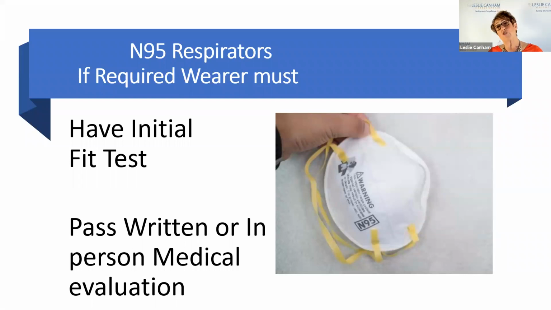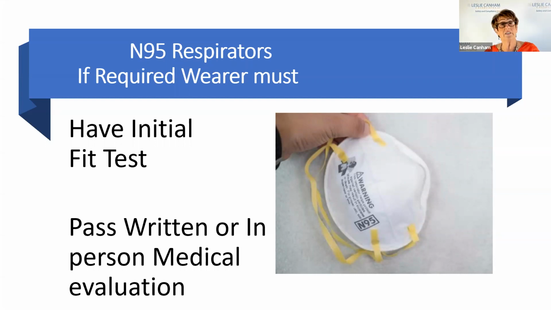Now, the other part of initial fit testing is what's called a written or in-person medical evaluation. A written evaluation is usually done online. I know that 3M has a written evaluation that a person could take. It's like 10 questions, and it relates to your respiratory health. If you answered any of the questions in a way that raises a red flag, you would not pass the written medical evaluation and would have to see a physician in person for clearance to wear an N95 respirator. Some people who have other underlying conditions, for example, asthma, might not get cleared to wear an N95 respirator.